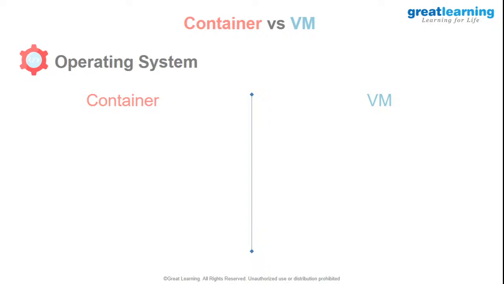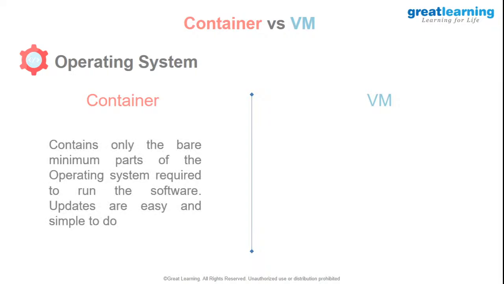So let's compare how the containers have an operating system versus how the virtual machines work. So containers, right? They contain only the bare minimum parts of an operating system required to run the software. So let's say you are running Ubuntu inside of your container.